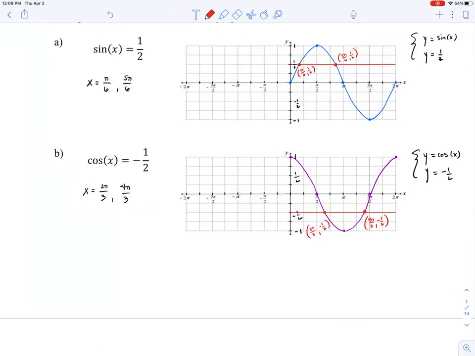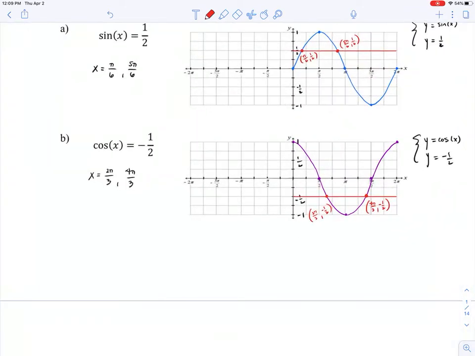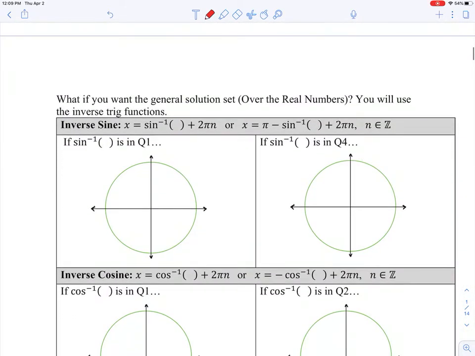So you could also use your graphing calculator to get the approximation for those points of intersection. Those would be the approximate solutions to this equation. Okay, now what if we want the general solution set? So the solution set over all real numbers.